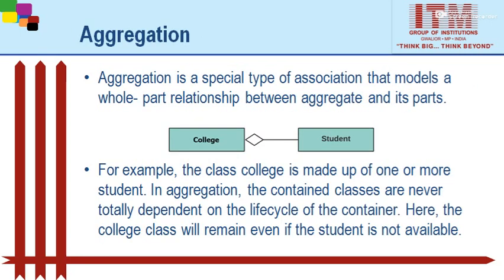Aggregation. It is also a special type of association that models a whole-part relationship between an aggregate and its parts. For example, the class college is made up of one or more students. In aggregation, the contained classes are never totally dependent on the life cycle of the container. Here, the college class will remain even if the student is not available.